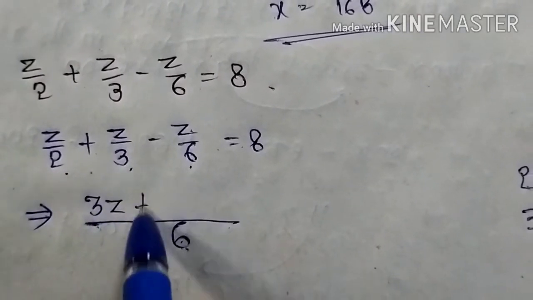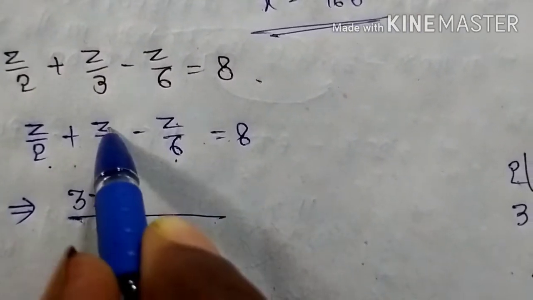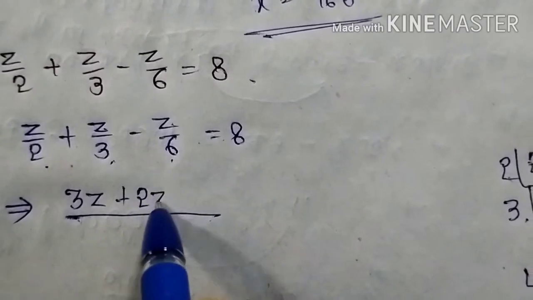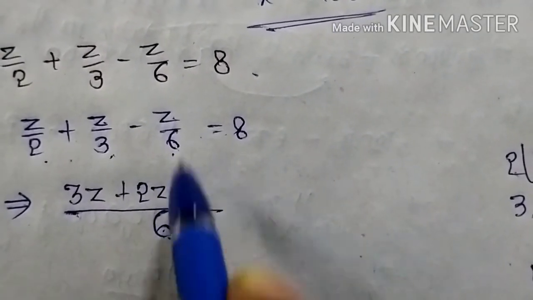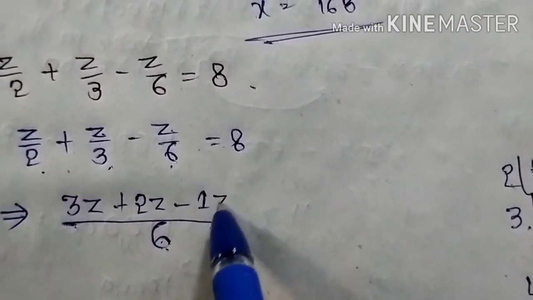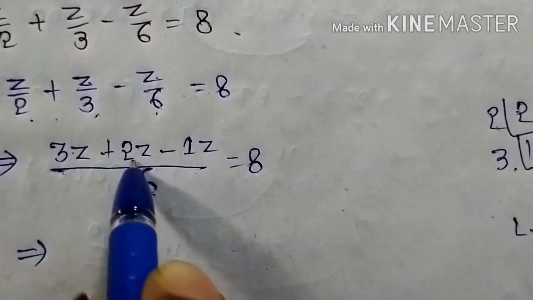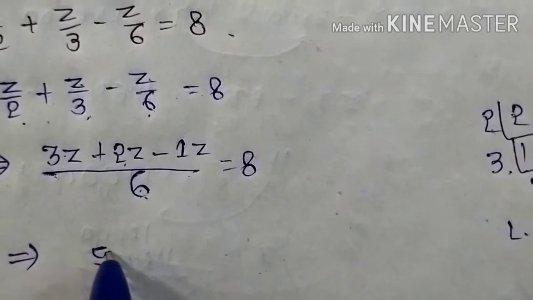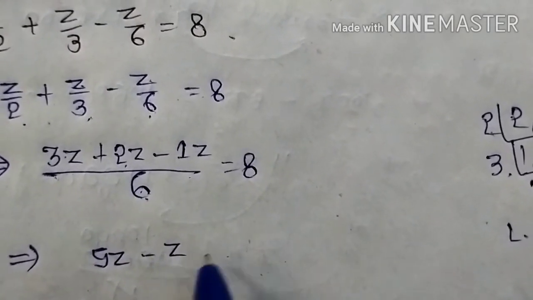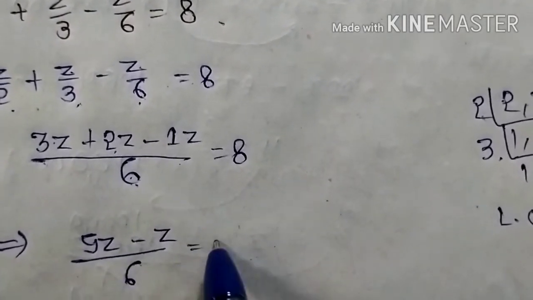I am writing directly. See here, 3 2s 6. That means you can write here 2 into z, 2z. Minus 6 1s is 6. That means 1 into z only, 1z only. Yes or no? Is equal to 8 only. You can simplify here 3z plus 2z is how much? 5z. 5z minus z by 6 is equal to 8.